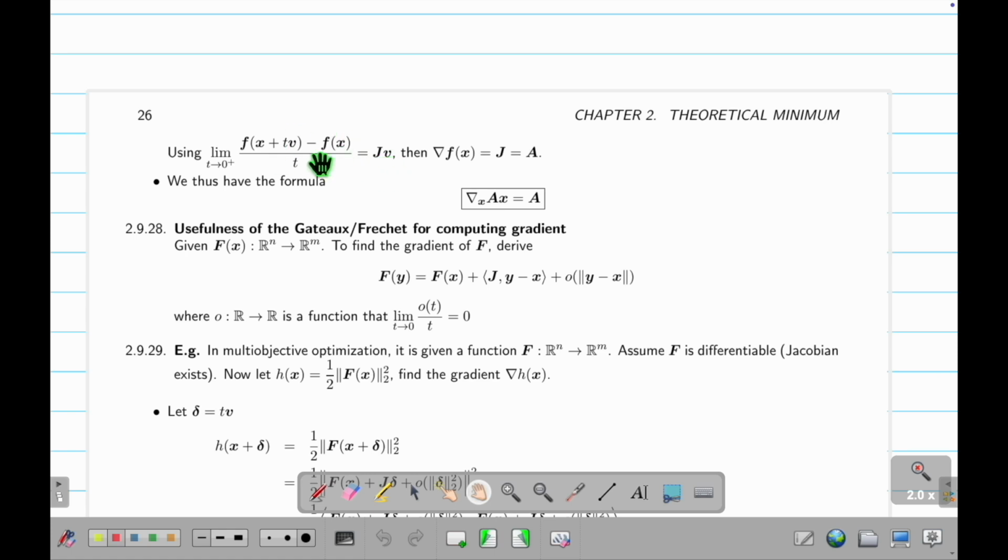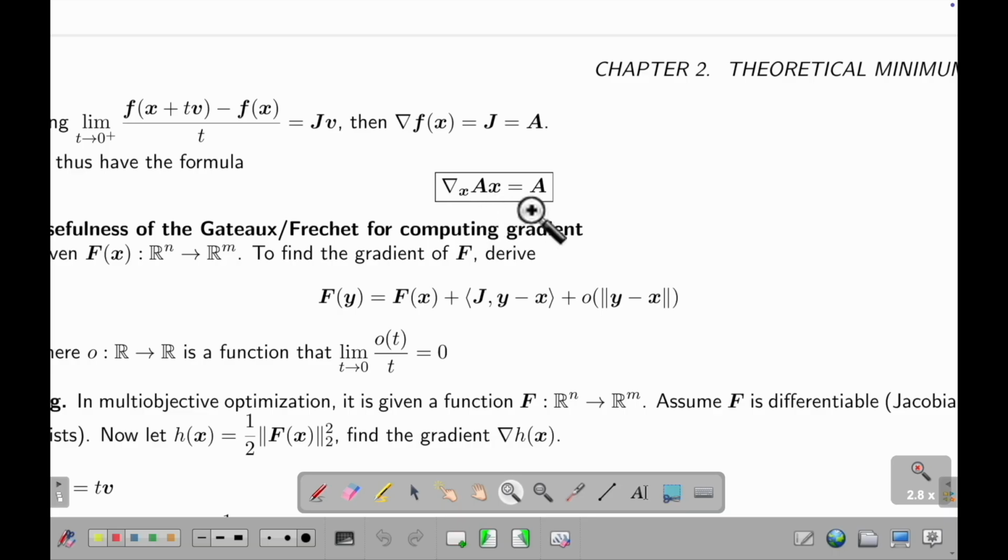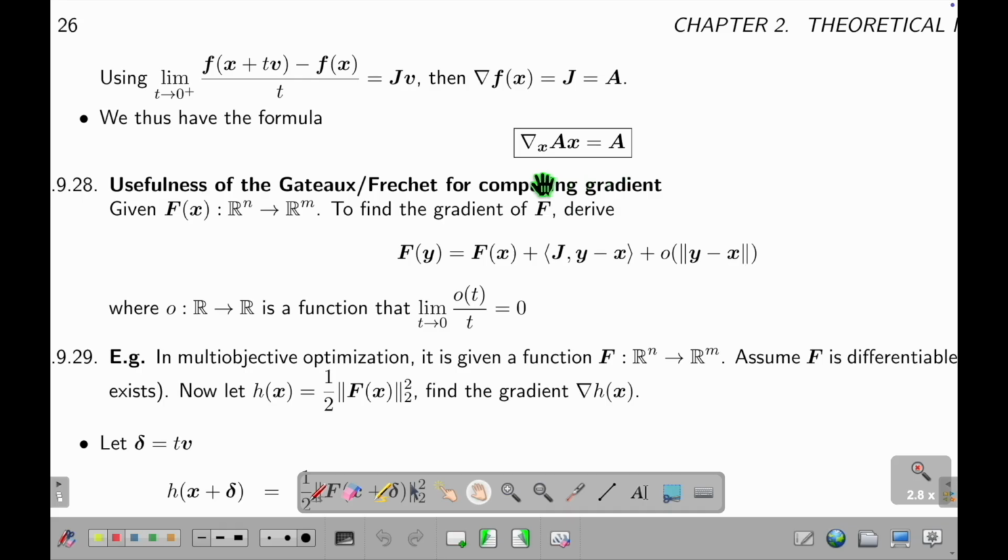Then what is this thing? This thing is A tv divided by t. So it's Av. So Av is Jv. Then J is A. Therefore, if you have Ax, what's the gradient? A. Okay, and now you should see some funny thing.